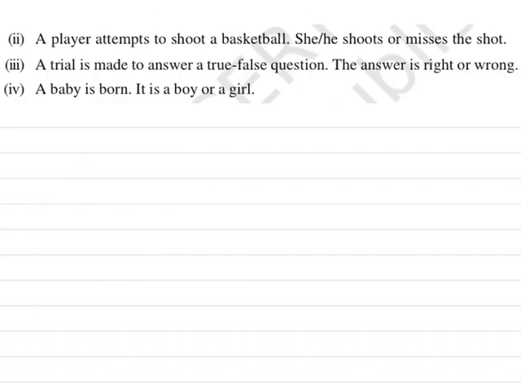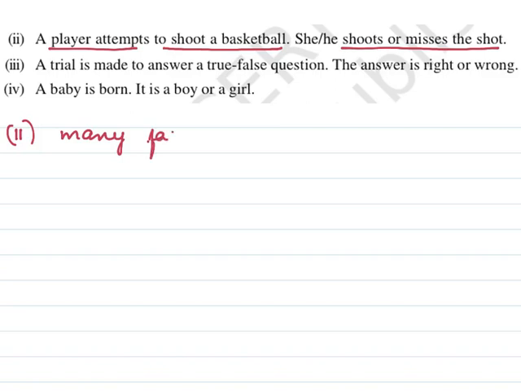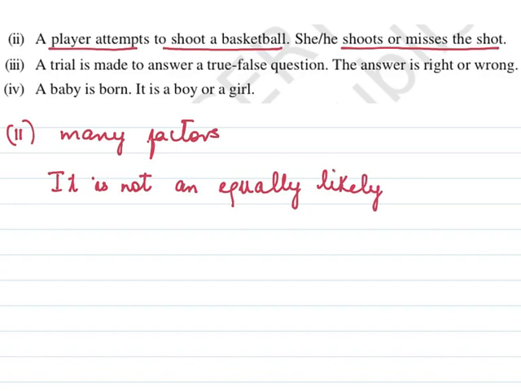For the next, a player attempts to shoot a basketball. She or he shoots or misses the shot. Now this again would depend on many factors. Since it depends on many other factors, we couldn't say it is equally likely. It's not an equally likely event.